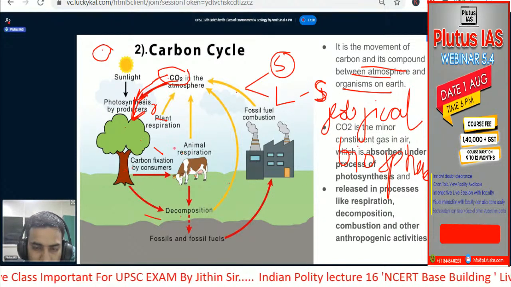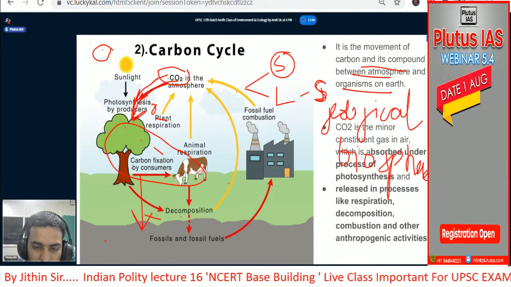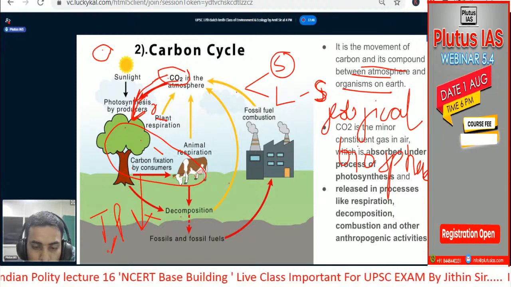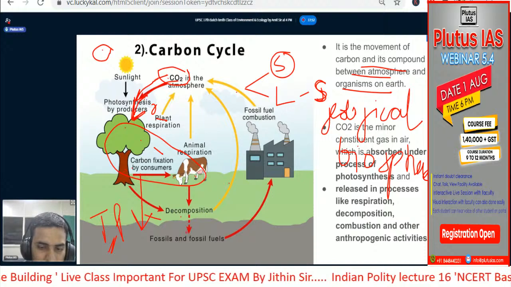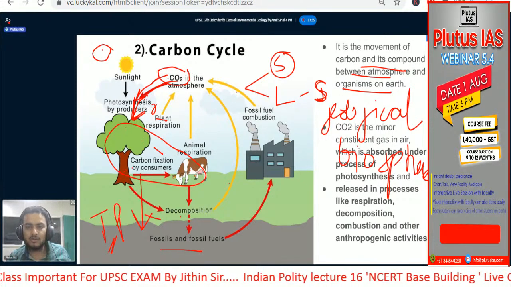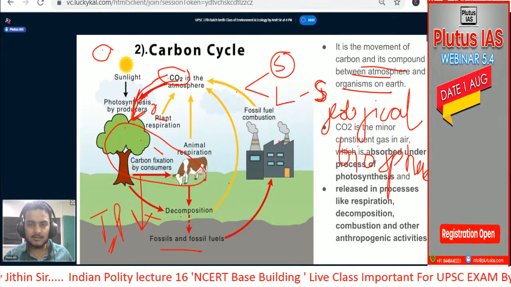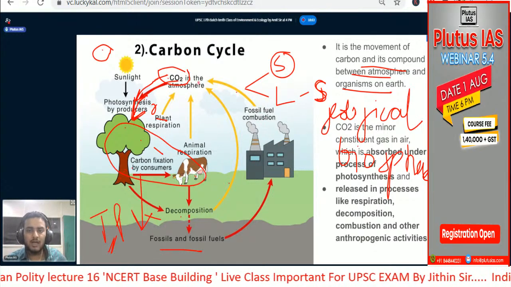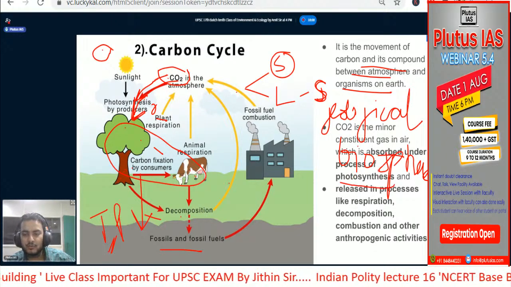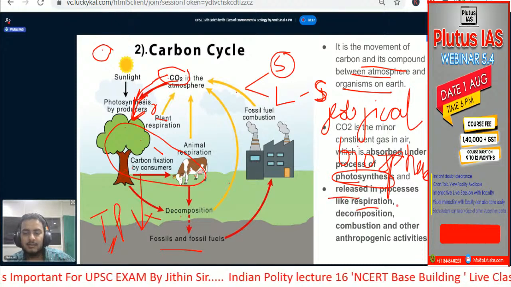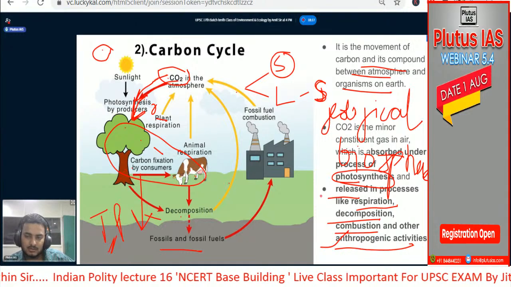When organic material decays, or gets buried deep inside the earth under high temperature and pressure over millions of years, this organic matter is converted into fossil fuels, right? Fossil fuels are utilized by humans, and their combustion again releases a large amount of CO2 into the atmosphere. So absorption is mainly by photosynthesis, while release is by respiration, decomposition, combustion, and other anthropogenic activities.